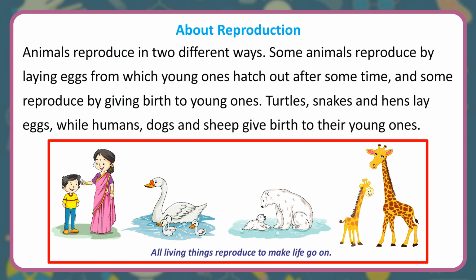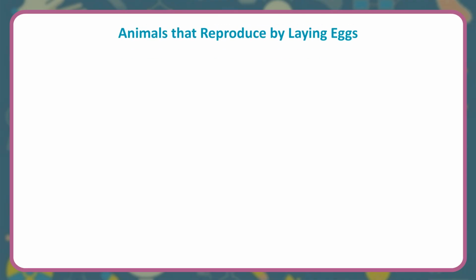About reproduction. Animals reproduce in two different ways. Some animals reproduce by laying eggs from which young ones hatch out after some time, and some reproduce by giving birth to young ones. Turtles, snakes and hens lay eggs, while humans, dogs and sheep give birth to their young ones.